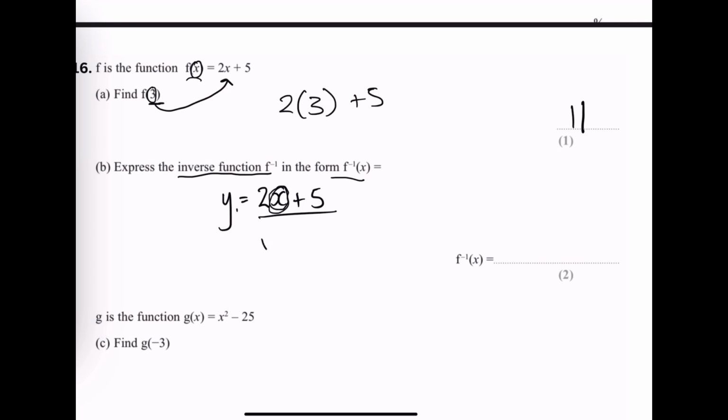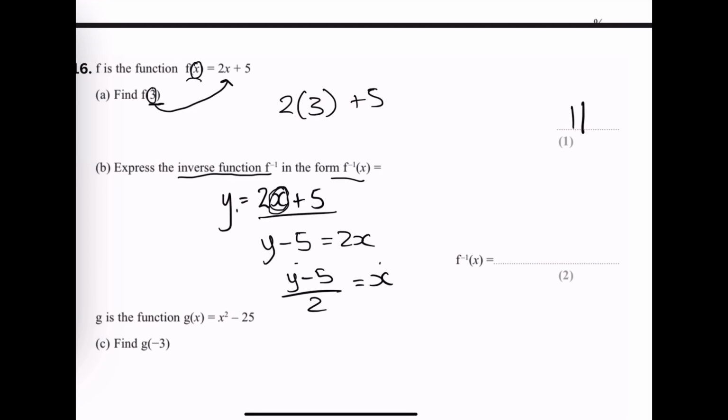So what we do, we can just rearrange and change the subject. And now if you do that, you can see that we rearranged it. So it will be y equals x minus 5 over 2. And this over here is the answer, x minus 5 over 2.